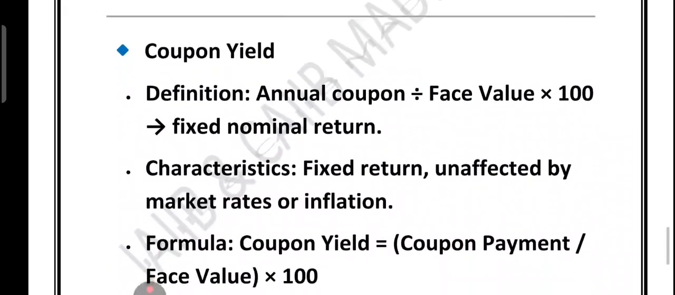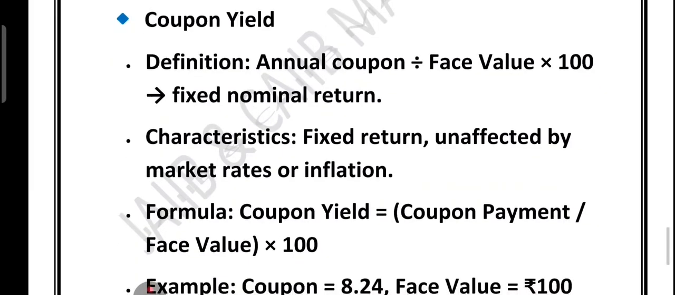Then we have the coupon yield. What is coupon yield? This is the annual interest based on the bond face value. How to find the coupon yield? Very simple.